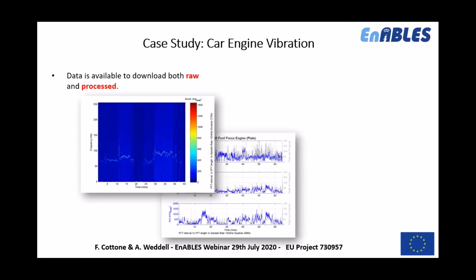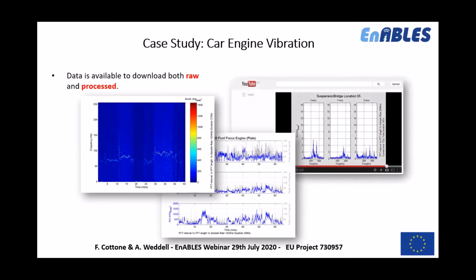Similar to Perugia, the data is available both as raw data to download and also as processed data. You can see we've got the waterfall plot here and also the individual plots of X, Y, and Z axes for the test. And for some of our tests, we've generated videos, so you can play the vibration characteristics of each of those tests on YouTube, so that you can visualize the FFT going through time.